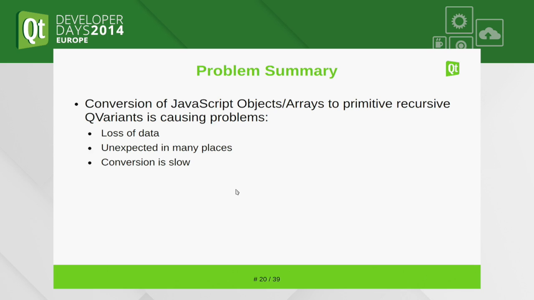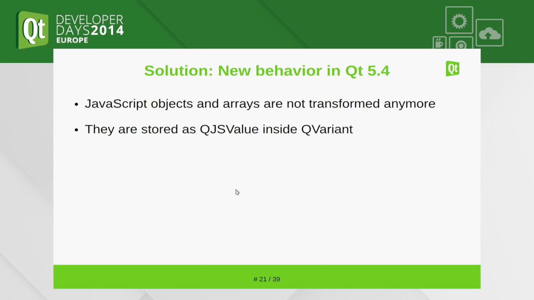So because this created some problems, we're going to change behavior slightly in Qt 5.4. And what we're going to do instead is that for JavaScript objects and arrays that you want to turn into a QVariant, we're not going to flatten them out anymore. We're not going to recursively change them anymore, but instead we are just going to store them as QJSValue in the QVariant.